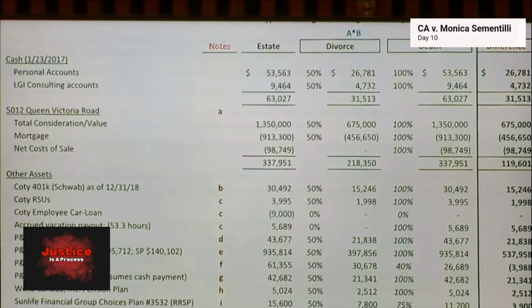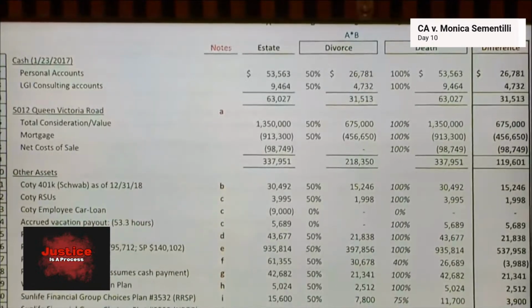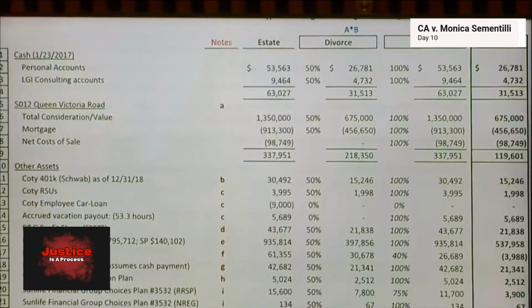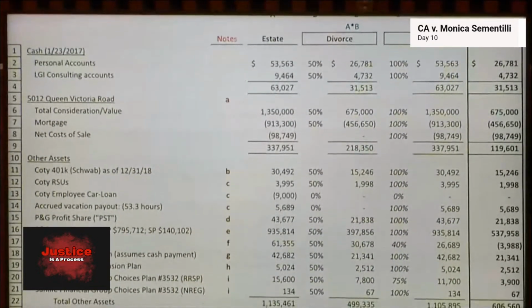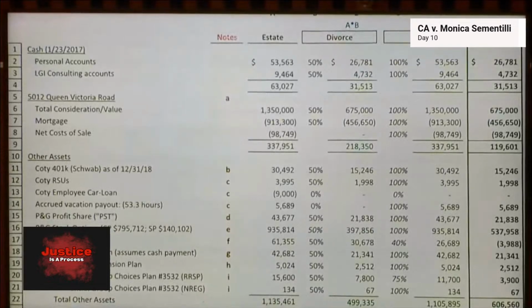Line 7 is the mortgage at the time of Fabio's death, and then the net cost of sale. So line 9 is the net proceeds. And in fact, I could look at my source document, but line 7 is likely the mortgage at the time of the ultimate sale.